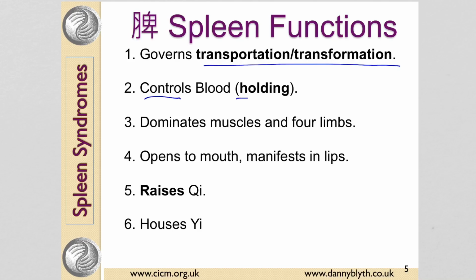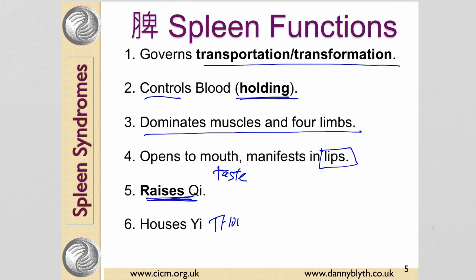Controlling the blood is holding the blood plus the blood production. Raises the Qi. Also dominates the muscles and the four limbs, so we expect to see symptoms in the muscles and the limbs. Opens into the mouth, so we expect to see things to do with taste, and manifests in the lips. And houses the Yi, which is thought. So we're expecting to see thought being affected.